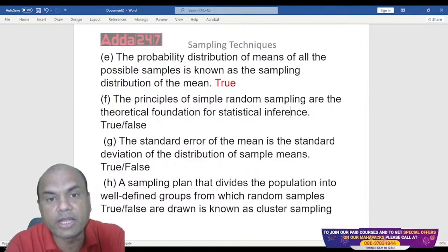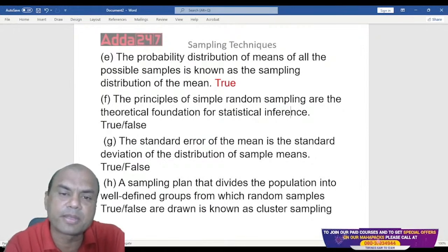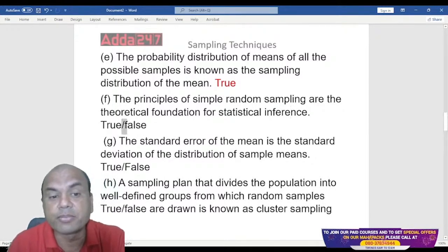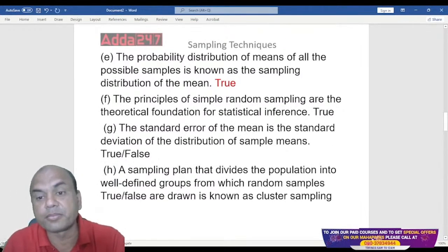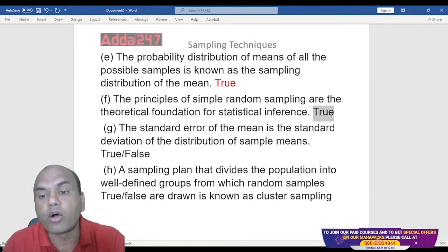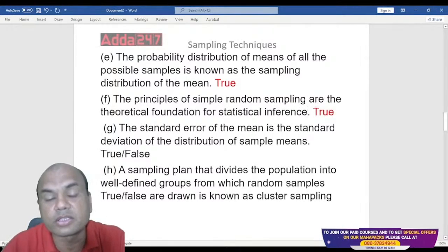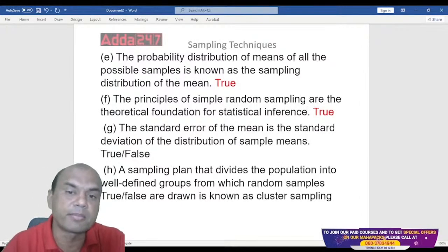Suppose I have to make an inference about any population. The best method for that is simple random sampling. So that is true. Remember, simple random sampling is the best sampling. All the remaining ones, like cluster, systematic or stratified, come later, but the basic one is simple random sampling.